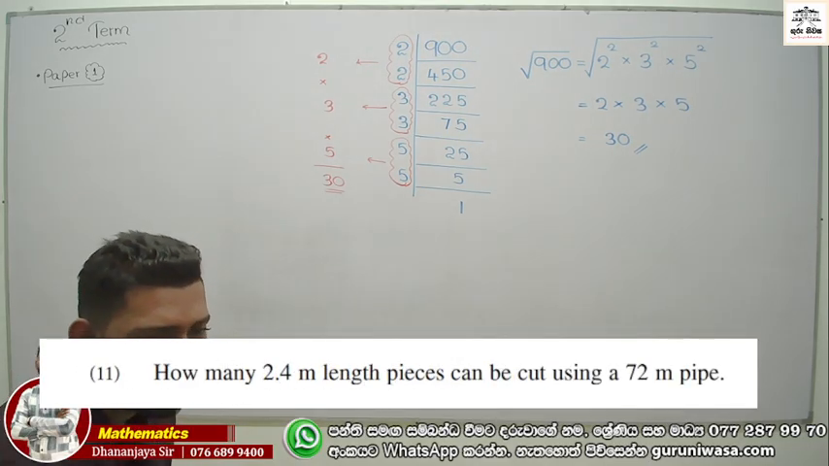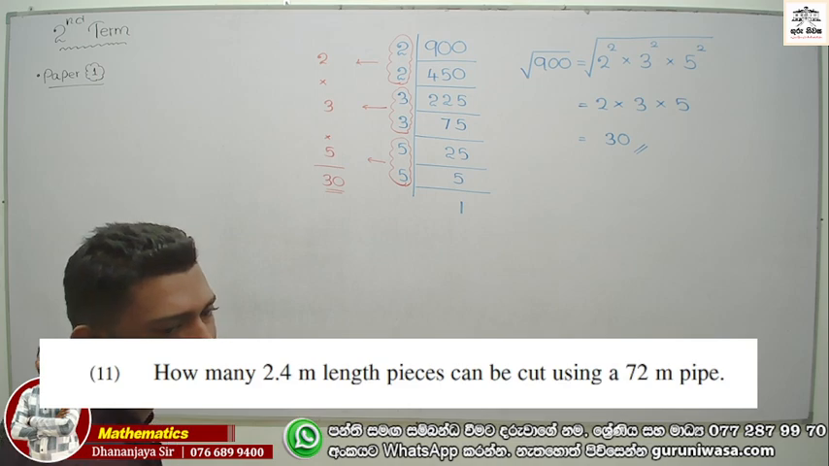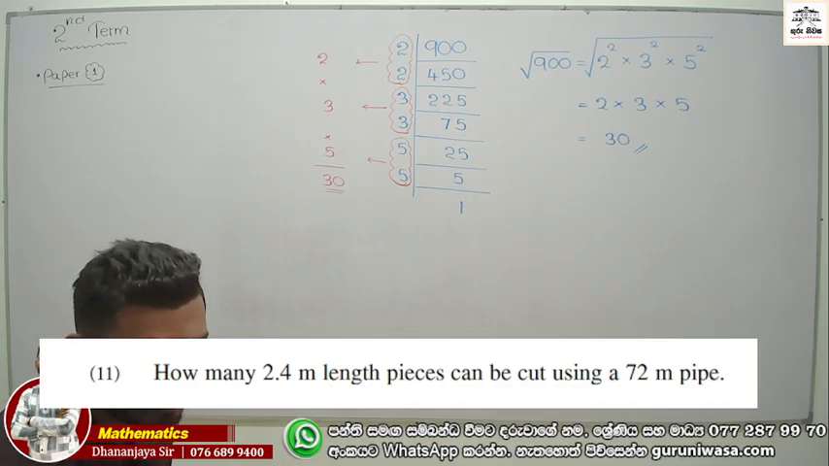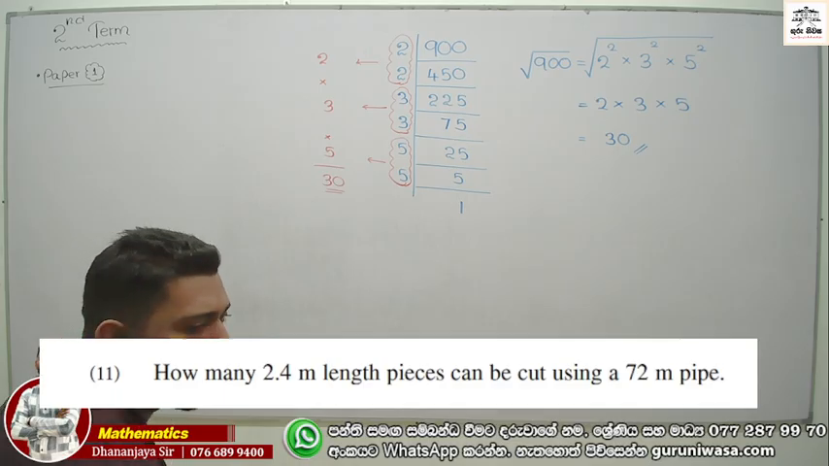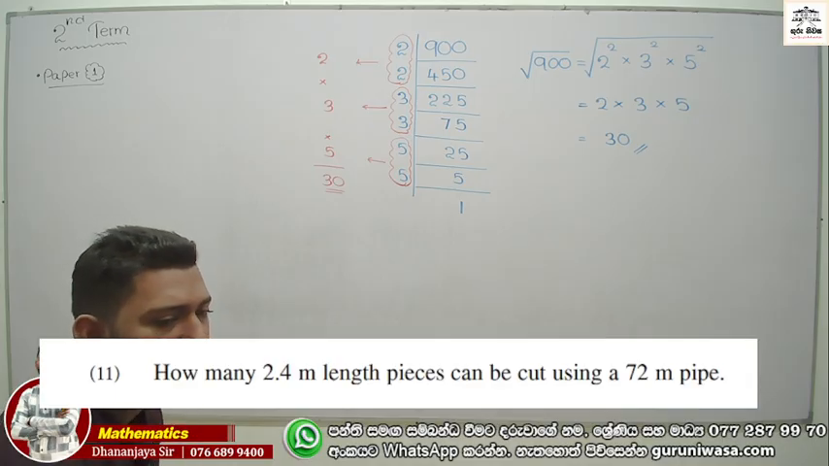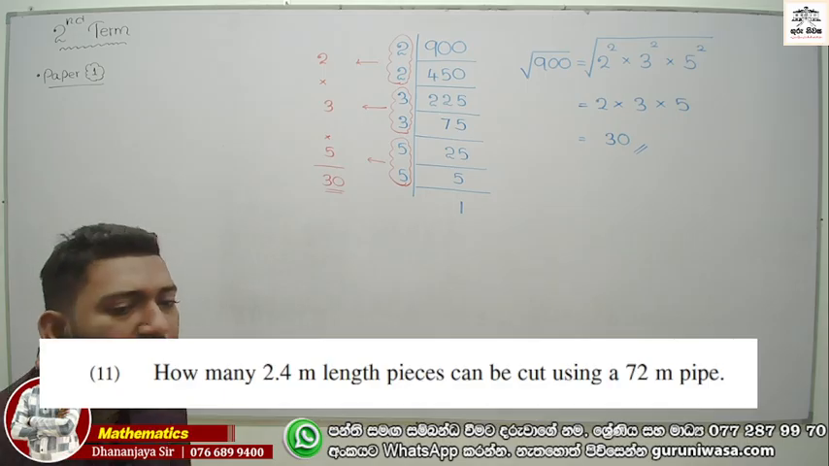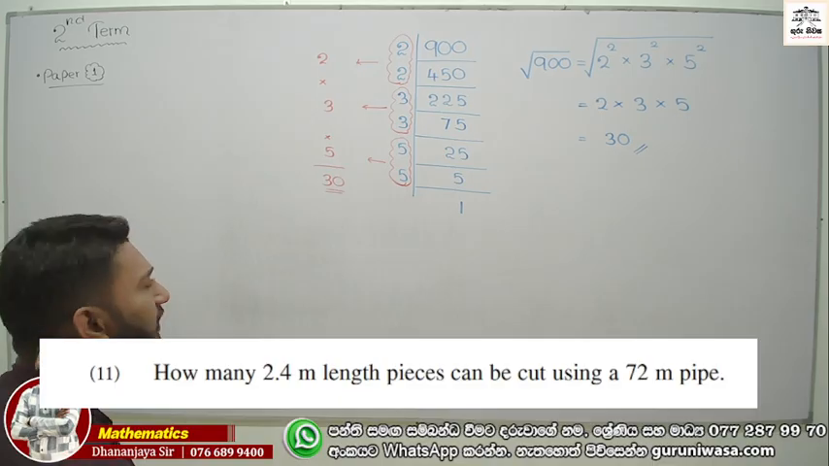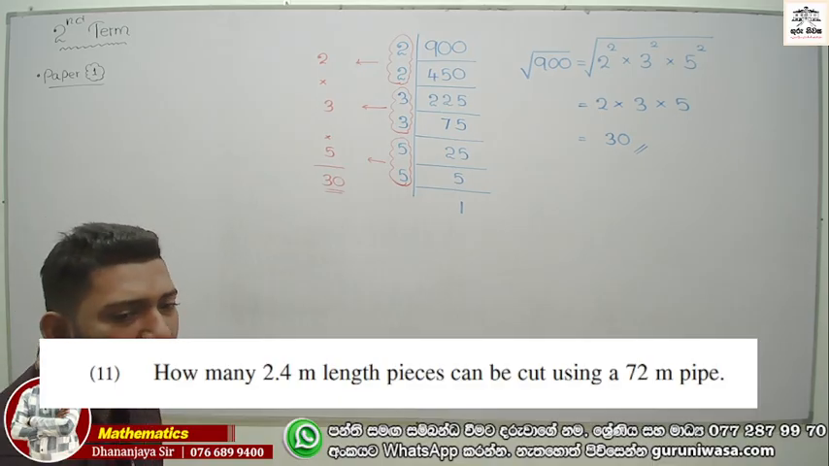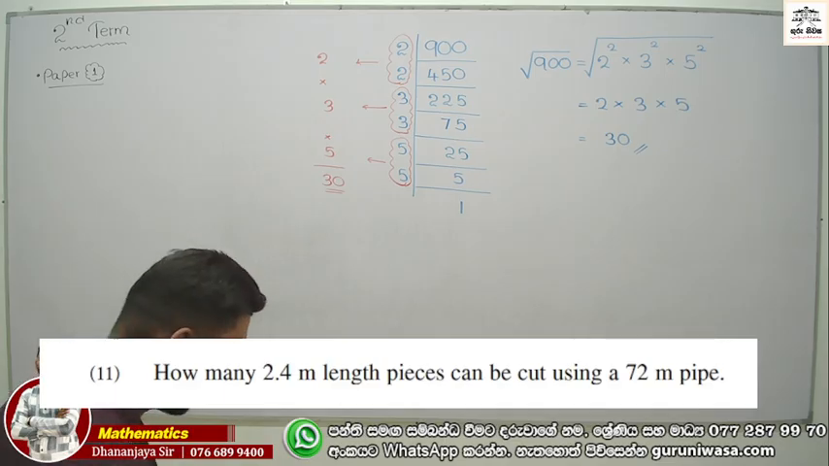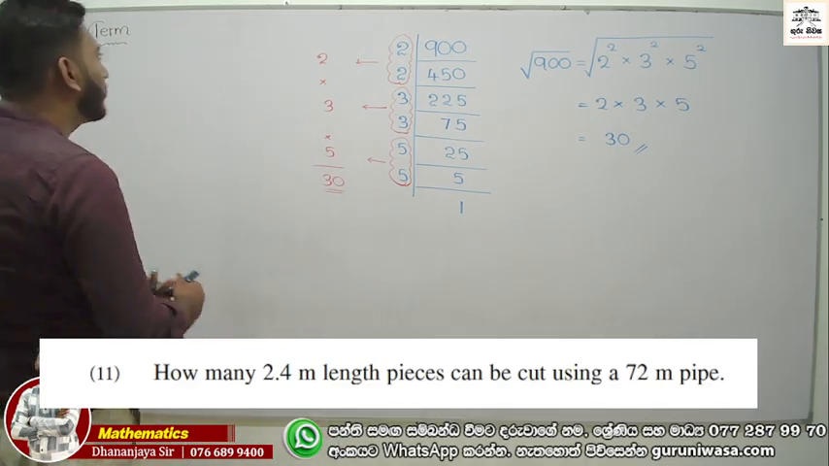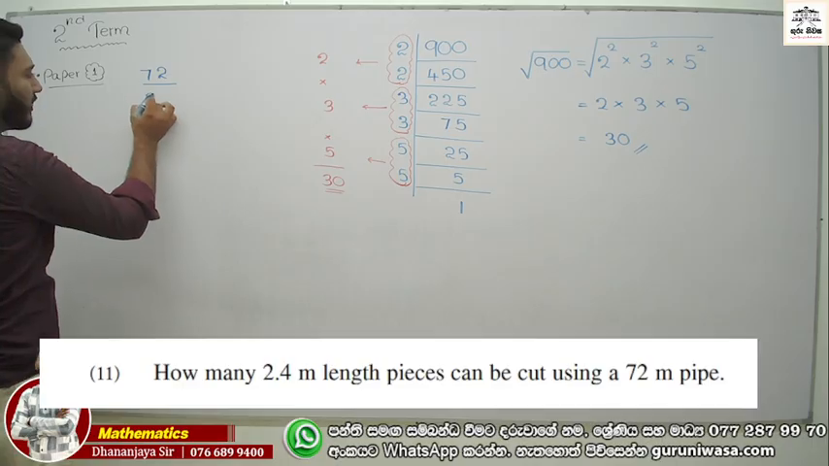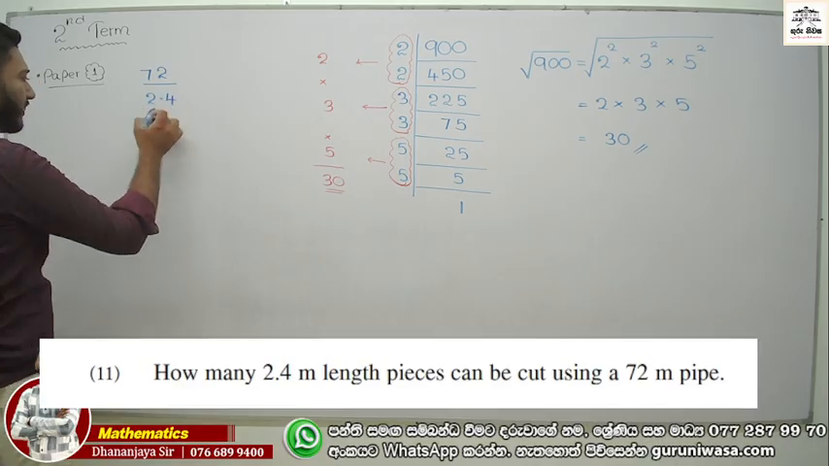Question number 11. How many 2.4 meter length pieces can be cut using a 72 meter pipe? You need to divide. And this one is relevant to decimal numbers. Whole numbers dividing by decimal numbers. You need to divide 72 by 2.4. Now what is the method?